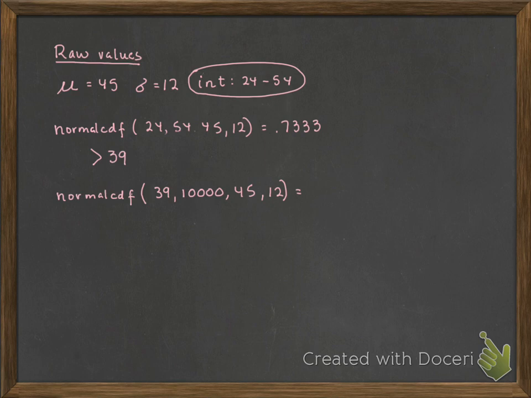So entering that into the calculator, we will get 0.6915. Okay? In other words, about 69% of those shoppers are in the store more than 39 minutes. So it's more normal to be in the store between 24 and 54 minutes. And that's how you would use your calculator.